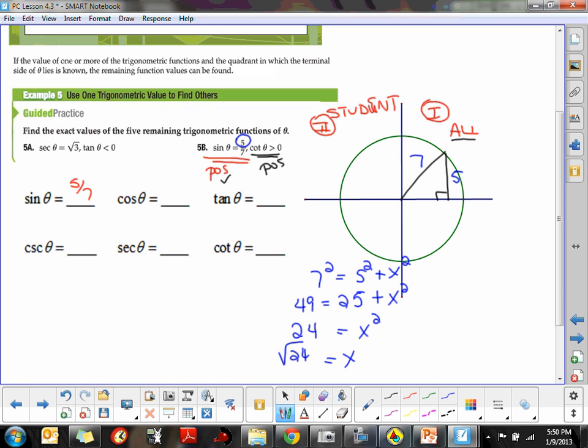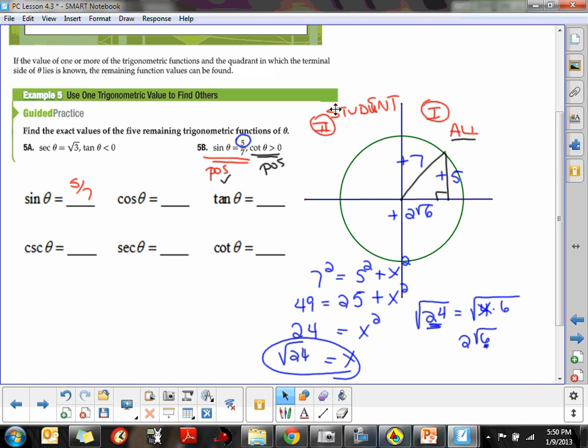Okay, so now we have to remember the square root of 24 needs to be simplified, so we're going to work with some radicals here. Are there any perfect squares in 24? And that answer is yes. 24 can be written as the square root of 4 times 6, and the square root of 4 is 2, so it's 2 times the square root of 6 in simplest radical form. There are no more perfect squares in the square root of 6, so I know that I'm done with that. So it's 2 times the square root of 6. Now since we're in the first quadrant, every single one of these values, radius, x and y, are positive.